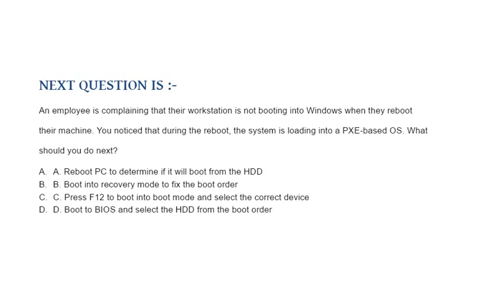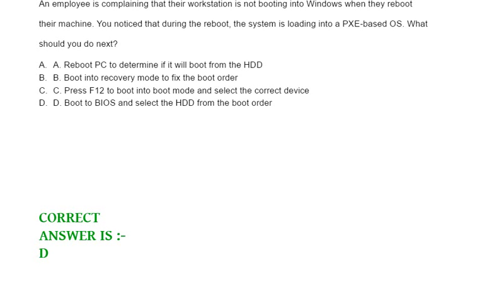Option A, reboot PC to determine if it will boot from the HDD. Option B, boot into recovery mode to fix the boot order. Option C, press F12 to boot into boot mode and select the correct device. Option D, boot to BIOS and select the HDD from the boot order. Correct answer is option D.